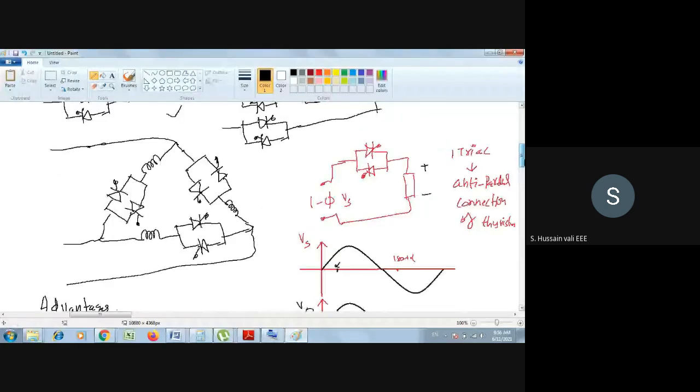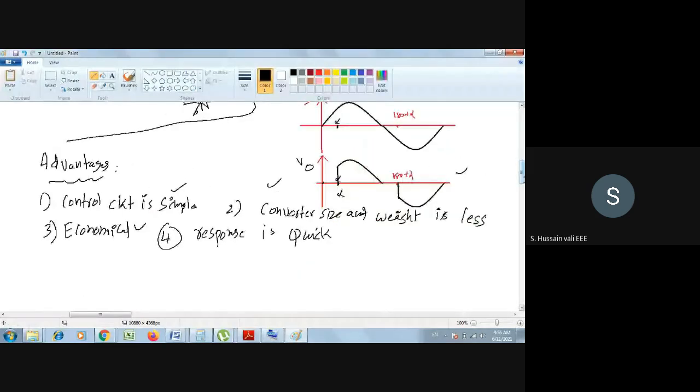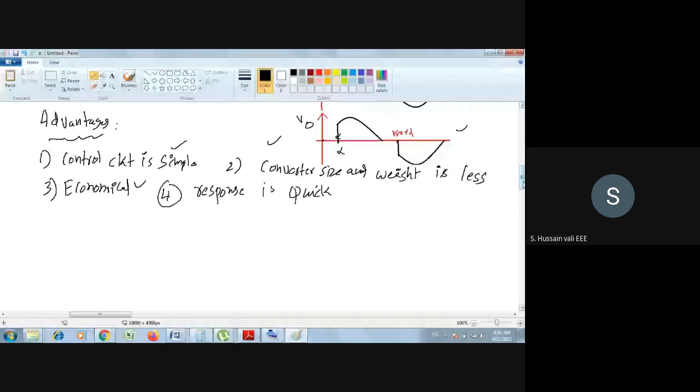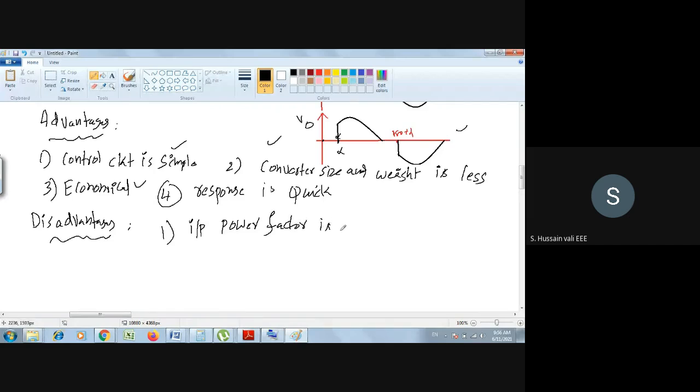So that is also an advantage. Now, it has some disadvantages also. I will tell you the disadvantages. What are the disadvantages? The first thing is that your input power factor is low. This is a very main disadvantage.